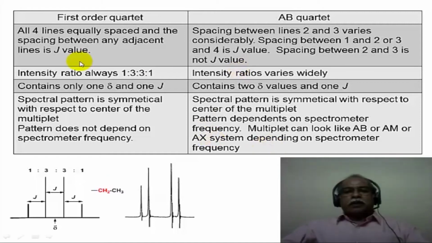So these are some important differences which are brought out to highlight the difference between the first order quartet and an AB quartet. This is a true second order quartet, or AB quartet. You can see it very clearly because of the roof effect. The intensity is not 1:3:3:1, and the spacing between adjacent lines is also not equal in this particular case.